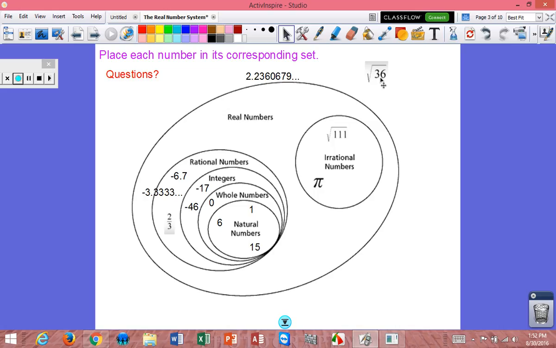Now the square root of 36, whenever we solve that, we know that the square root of 36 is really 6, and we're just focusing on the positive 6, so we can go ahead and we can place that with the natural numbers. Now, if we were to look at this as, the square root of 36 is a positive or negative 6, then it would be integers. But we are just going to focus on the positive 6.